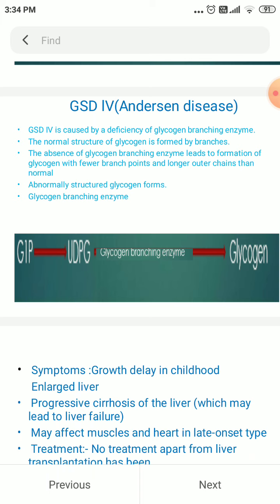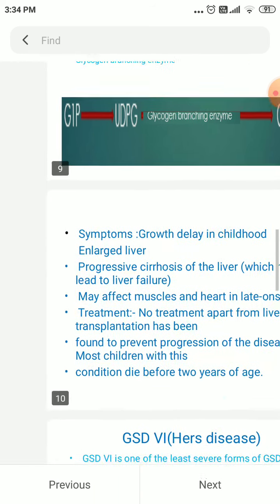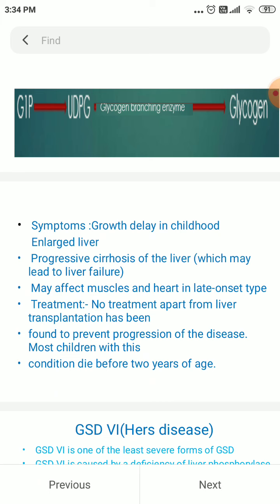Here we can make out the symptoms which will be observed. There is growth delay in childhood, an enlarged liver, that is hepatomegaly, and progressive cirrhosis of the liver, which may lead to liver failure. In the late onset type of glycogen storage disease 4, it also affects muscle and heart. So the heart will also get affected.